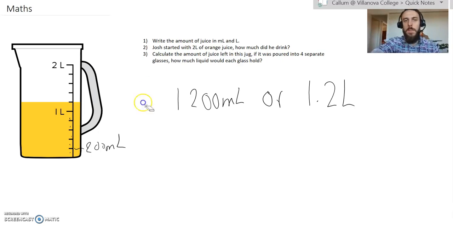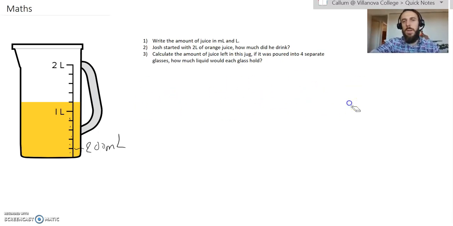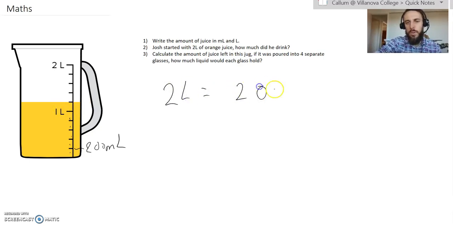Alright, let's look at question number 2. It says, Josh started with 2 litres of orange juice. How much did he drink? And I've already sort of done part of the working out for that one, because I worked out that this mark here means there's 1,200 milliliters left, and he started with 2 litres, and I know that 2 litres is equal to 2,000 milliliters. So all I need to do is do some subtraction.